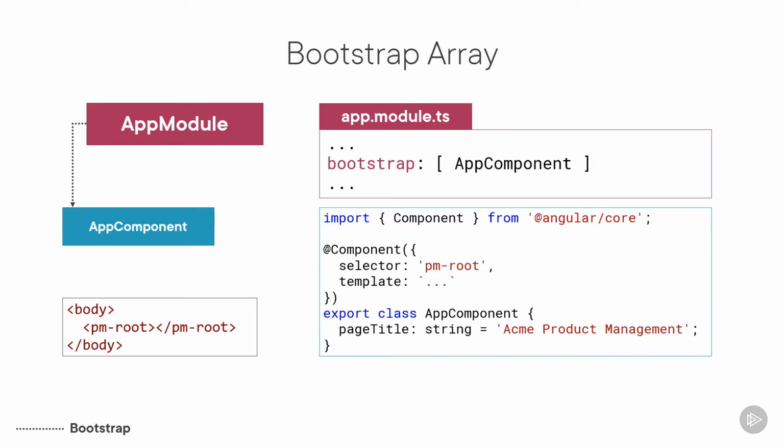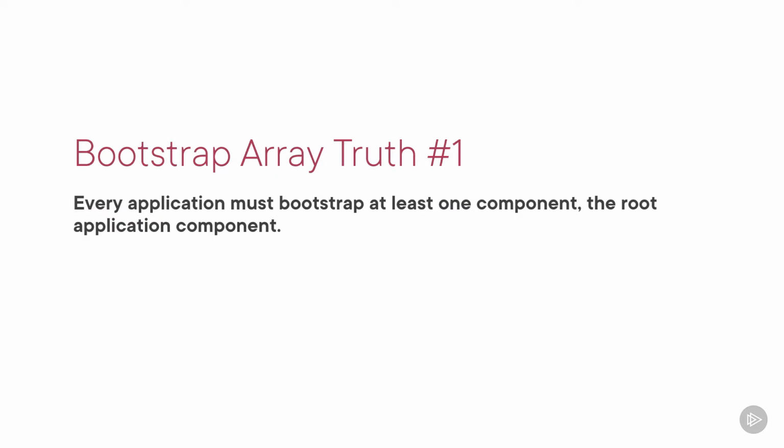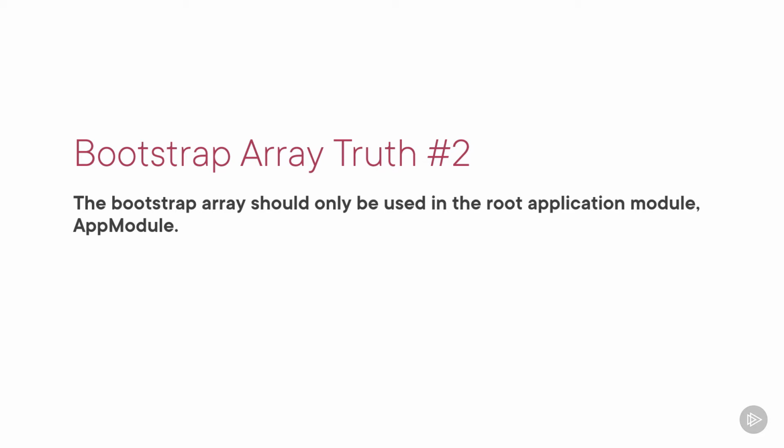The bootstrap array of the NgModule Decorator defines the component that is the starting point of the application. This is the component that is loaded when the application is launched. Here are some things to keep in mind when using the bootstrap array. Every application must bootstrap at least one component, the root application component. We do this by simply adding the root application component to the bootstrap array of the root application module. The bootstrap array should only be used in the root application module, AppModule. As we build other Angular modules, we won't use the bootstrap array.